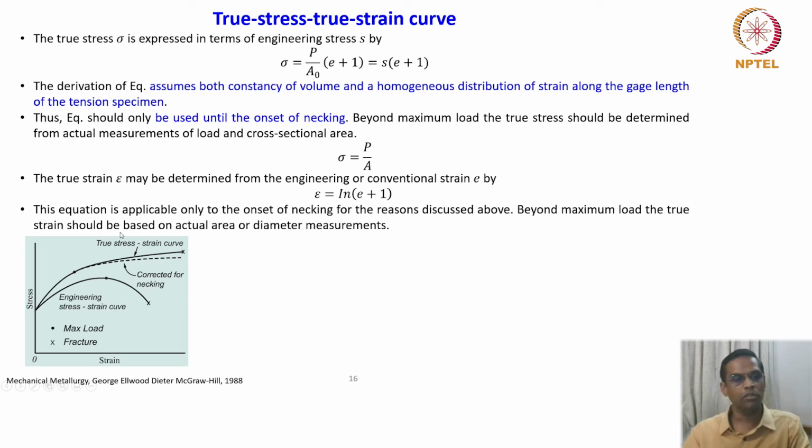Beyond maximum load, the true strain should be based on the actual area or diameter measurements. So, it is given by epsilon is equal to ln A naught by A, which can be related to this. Finally, what is measured is a diameter, that is, epsilon is equal to 2 times ln D naught by D.